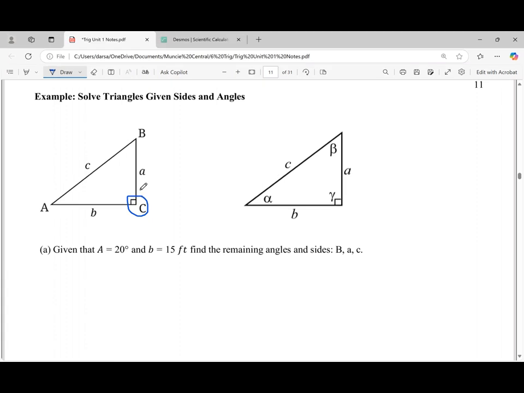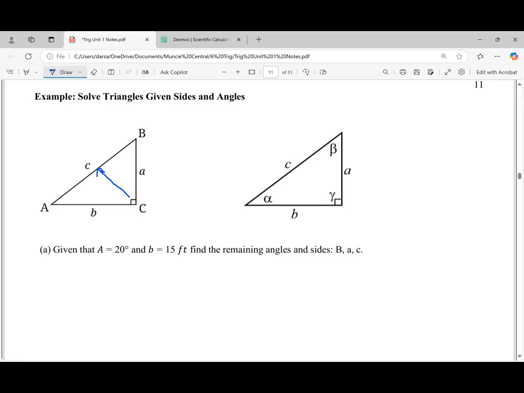And then the capital A and the capital B are going to be the labels that we put on the two acute angles that go with that right triangle. Then to label the sides, you always label the side with a lowercase letter opposite of the uppercase angle. So obviously the hypotenuse will always be little c.